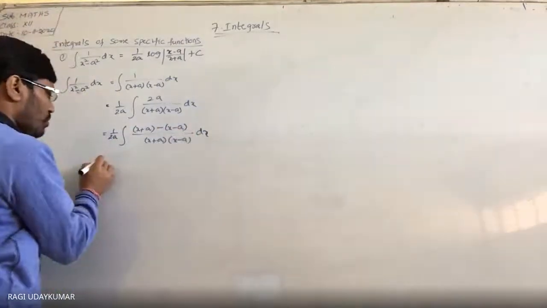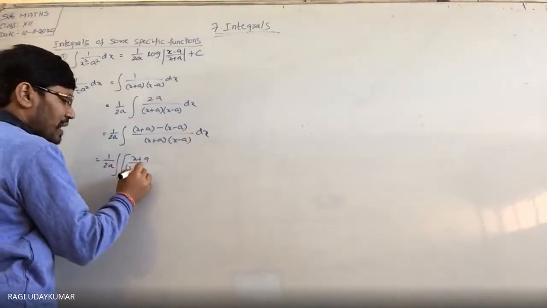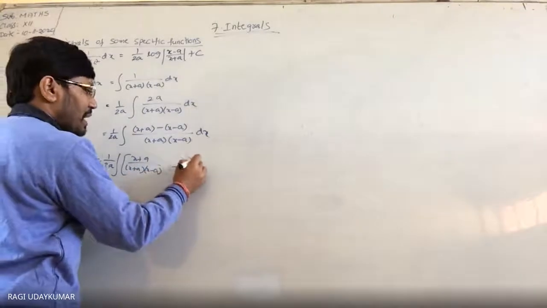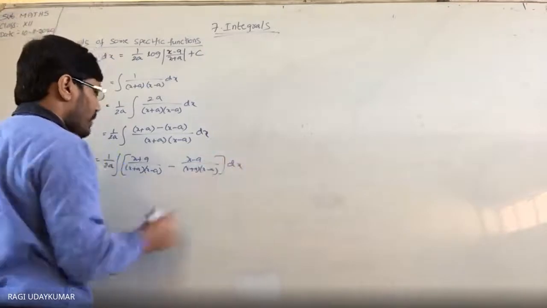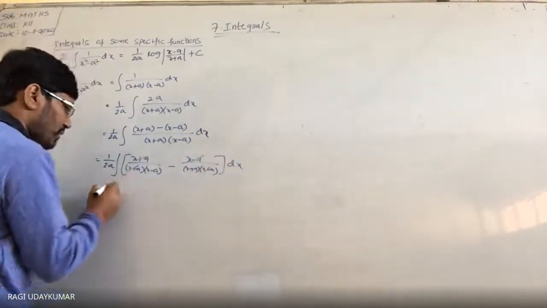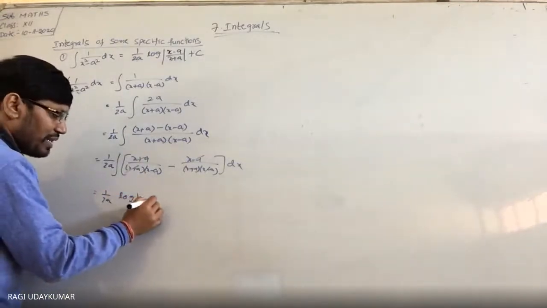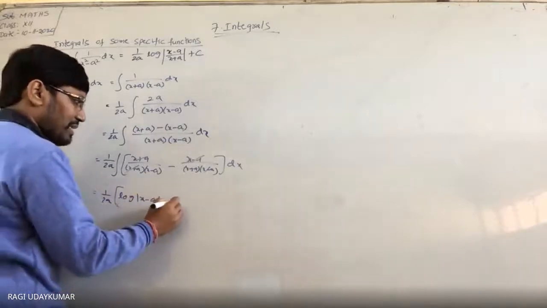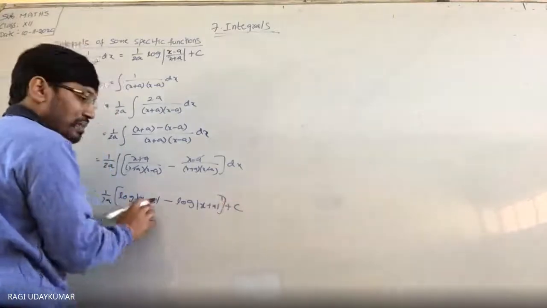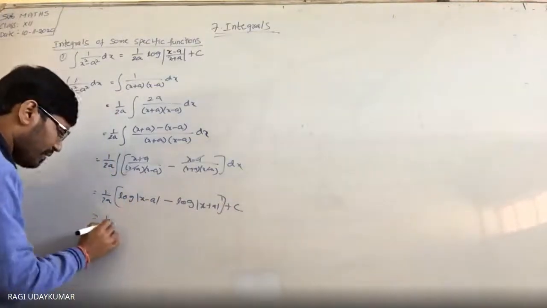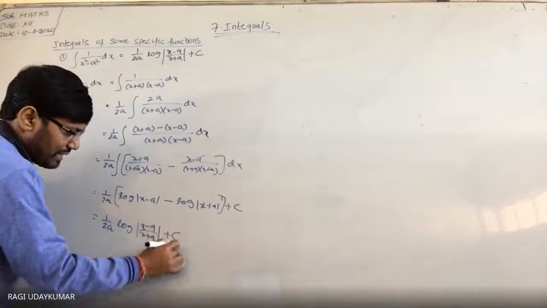Now split this. So 1 by 2a into integration of x plus a by x plus a into x minus a, minus x minus a by x plus a into x minus a, dx. So what do you get here? x plus a, x plus a, x minus a, x minus a. We will get the answer 1 by 2a. 1 by x minus a is nothing but log modulus x minus a, minus log x plus a, plus c. So you can write here 1 by 2a log x minus a by x plus a plus c. This is the proof for this.